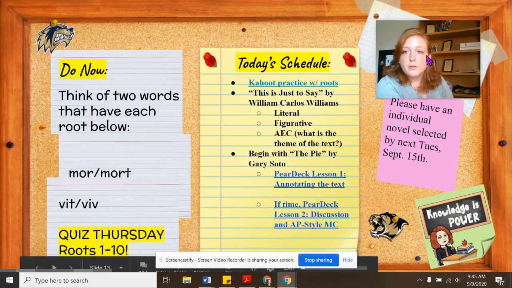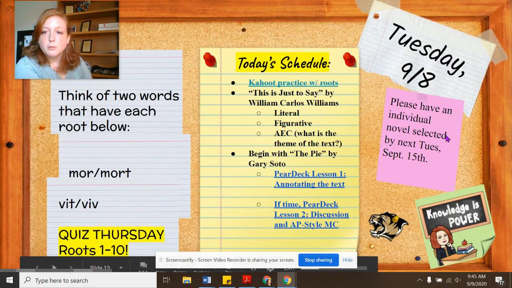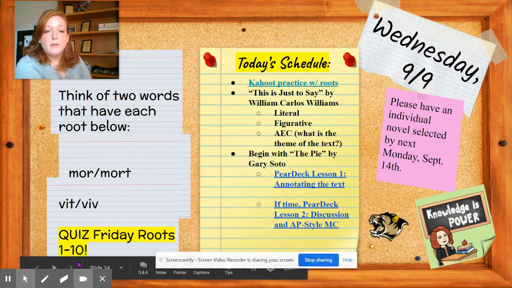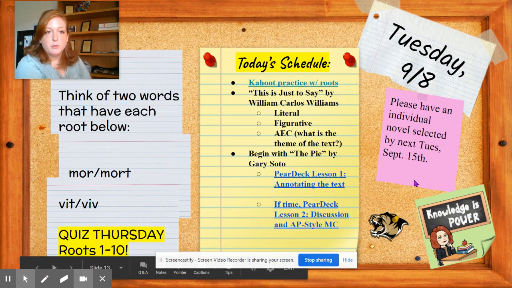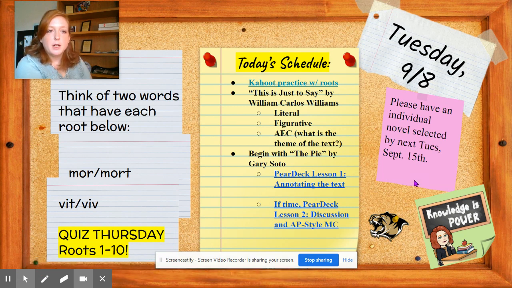Another reminder is that I've asked students to have an individual novel. If they are an A day, they need to have this by Monday, and if they're a B day, by next Tuesday when I would see them. We're going to have some assignments with that very soon, and they'll get a calendar of things to complete with that individual novel. We've been to the library, and I've explained how to get a book, even an ebook, with COVID going on. So they should have that pretty soon.